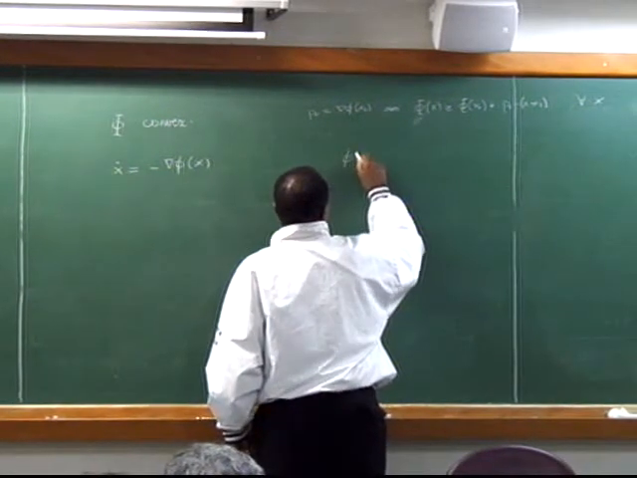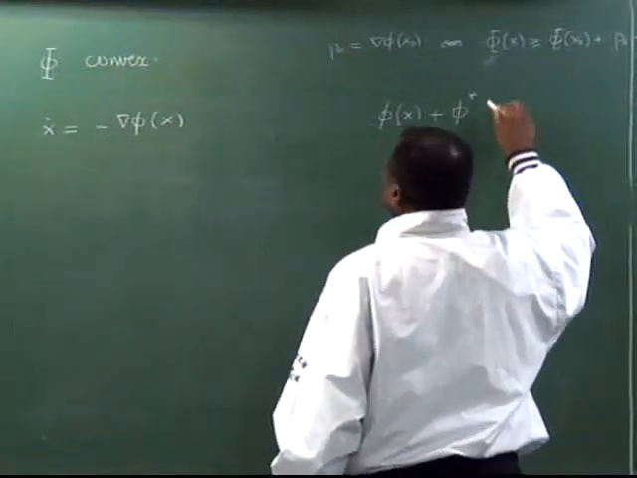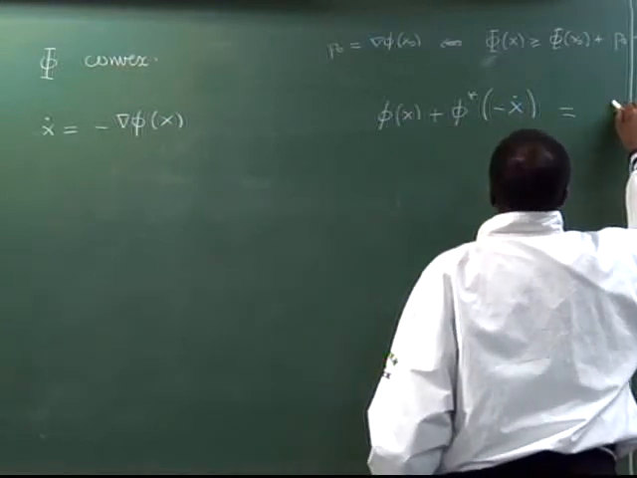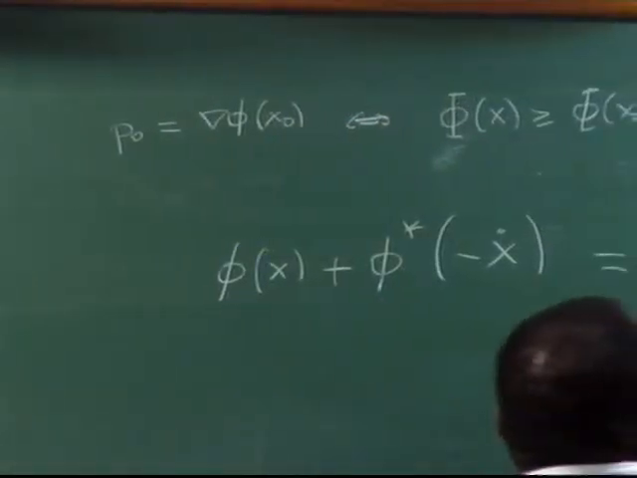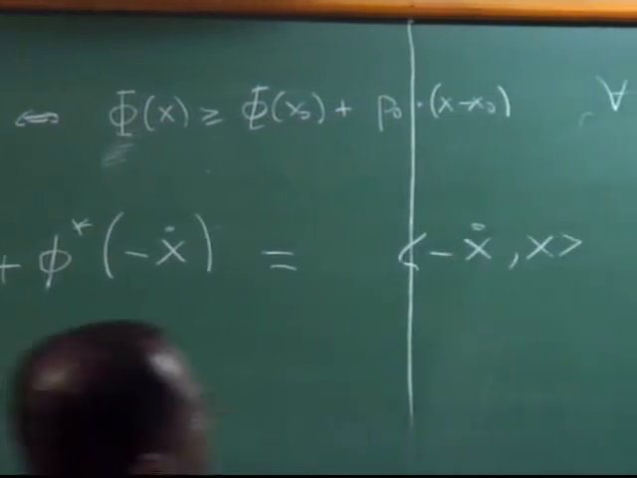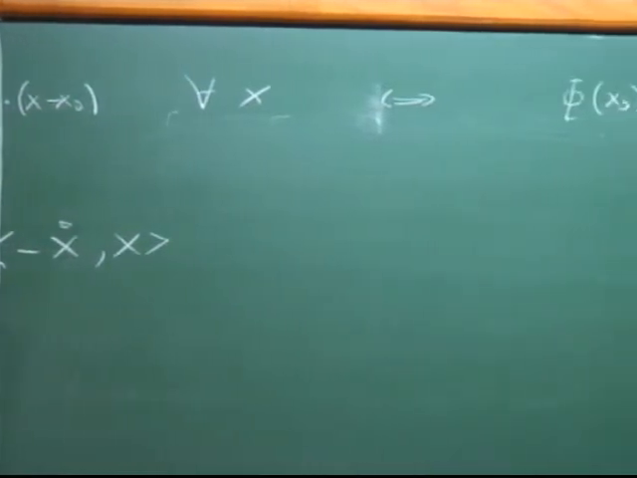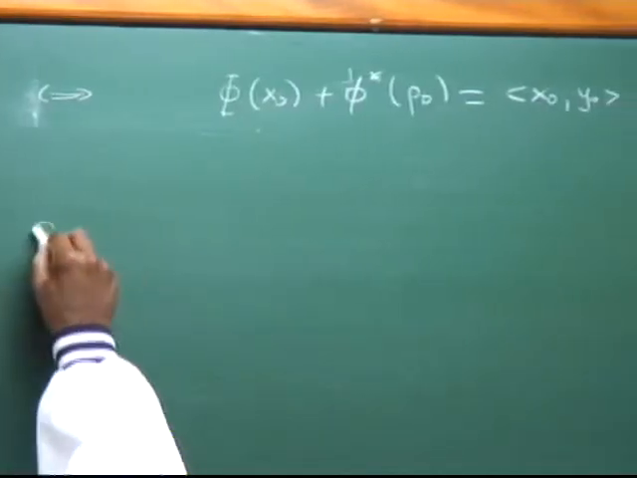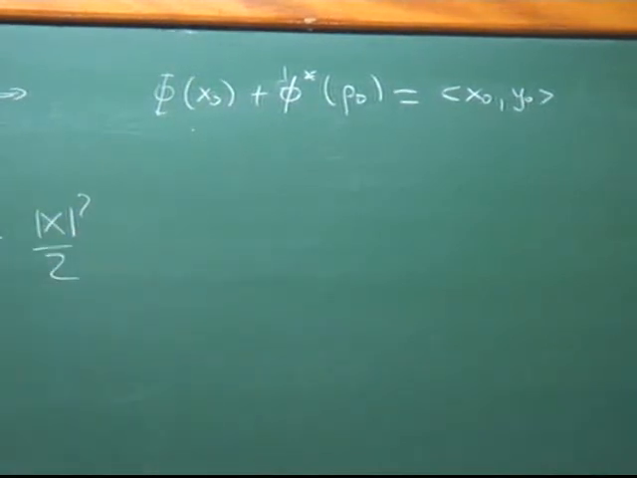solve phi of s dot plus phi star of negative s dot equal to negative s dot s. So if I can solve this equation according to this, it means that I have solved that equation. Now, this is negative d over dt of s squared over 2.